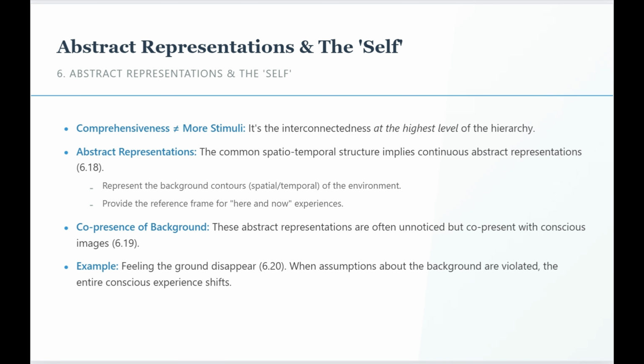A great example is that dizzying feeling when you suddenly realize the floor isn't there anymore. When your assumption about the background solid ground is shattered, your whole conscious experience wobbles. It's like realizing the mountains you see aren't just floating. They rest on an invisible, vast landscape that defines their positions relative to each other.